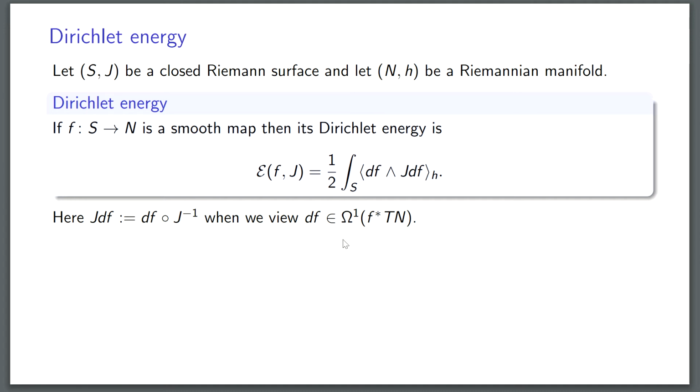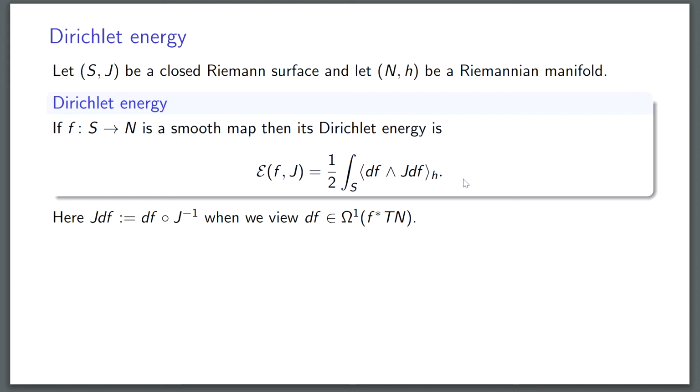These two one forms we wedge together to obtain a two form, and here the part of the one form that lives in the pullback of the tangent bundle we pair together using the bilinear form that's provided by the Riemannian metric on the target. This two form is then a two form on a compact surface, so can be integrated to obtain a number, and that number is the Dirichlet energy.